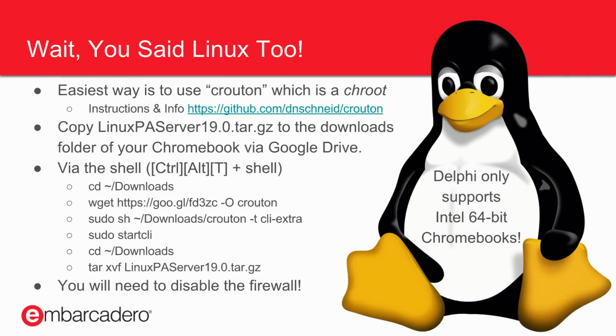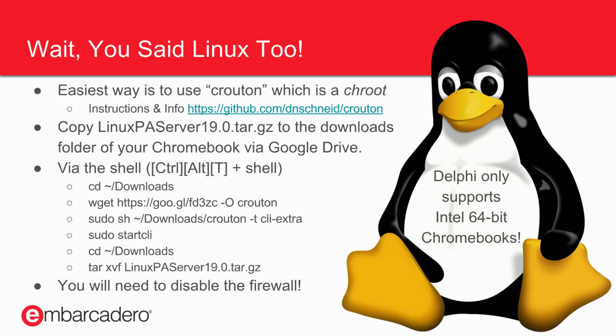I know, you're waiting for the Linux. And now let's talk about Linux. The easiest way to do this is to use what's called Crouton, which is a chroot. A chroot is like a virtual machine, except not really a virtual machine. There's more information about Crouton and what exactly a chroot is on that GitHub page there.